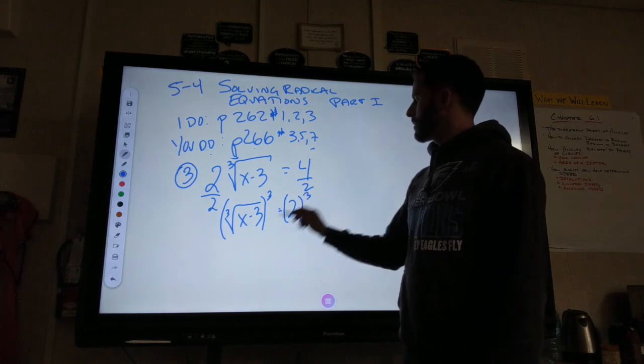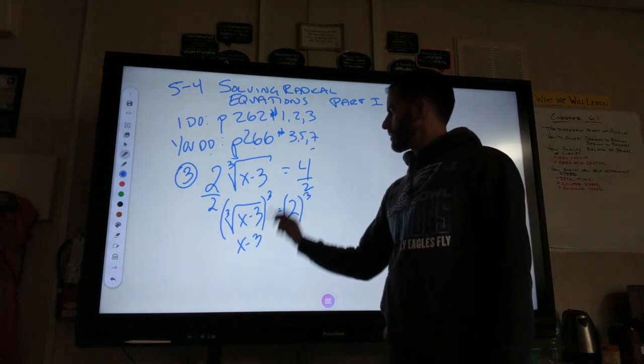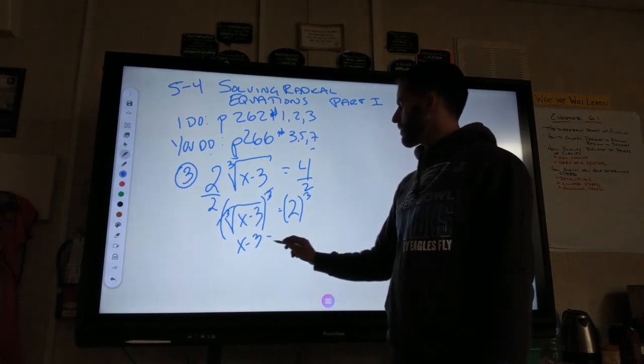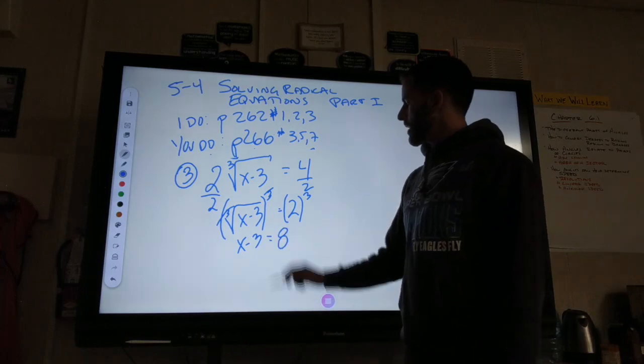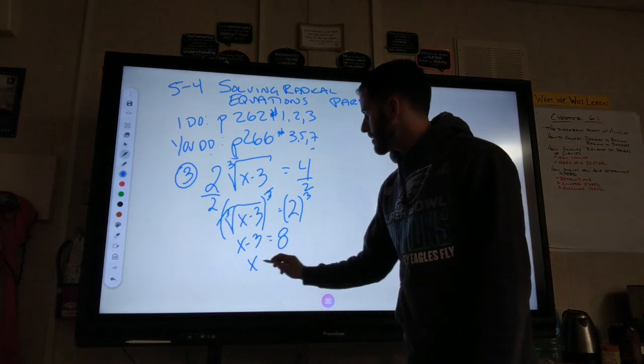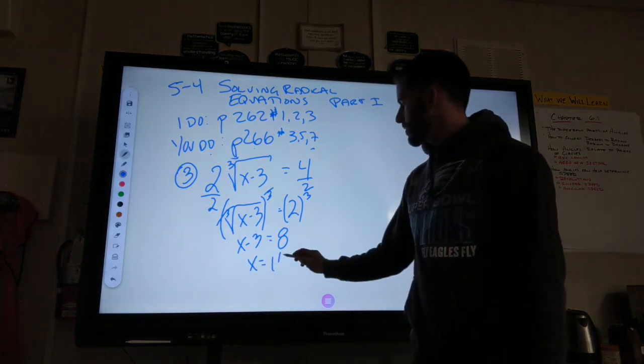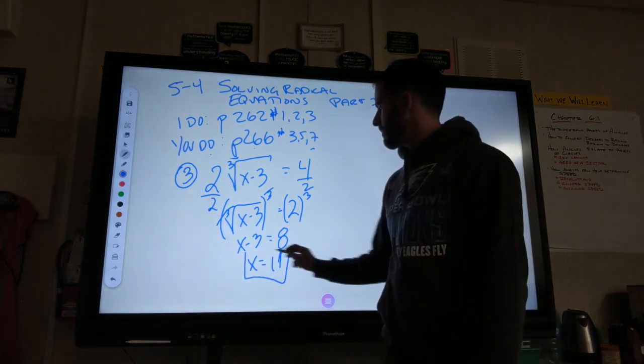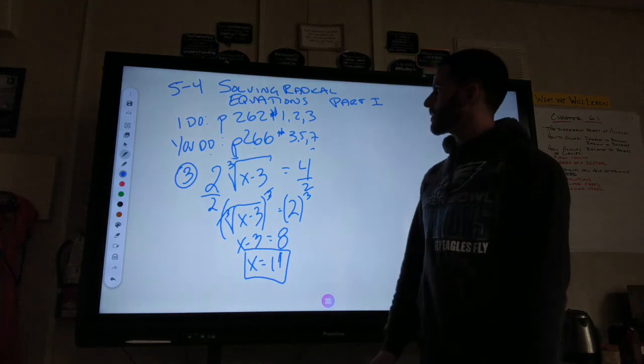I'll cube both sides. Cube and cube root cancel each other out. And x minus 3 equals 2 cubed, which is 8. So finally, let's add 3 to both sides. We should get x equals 11. All right, that's our answer.